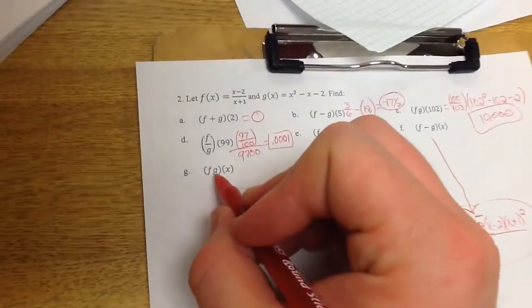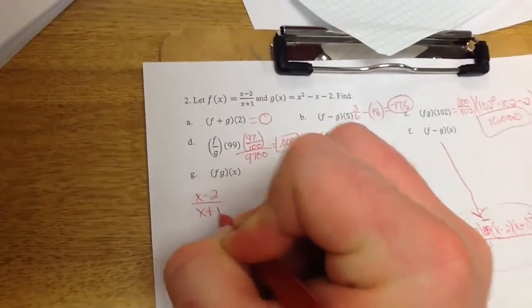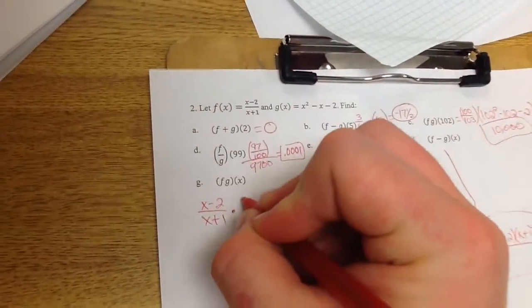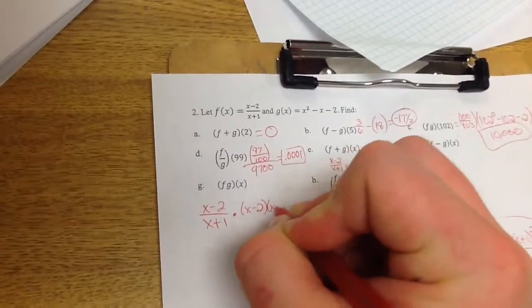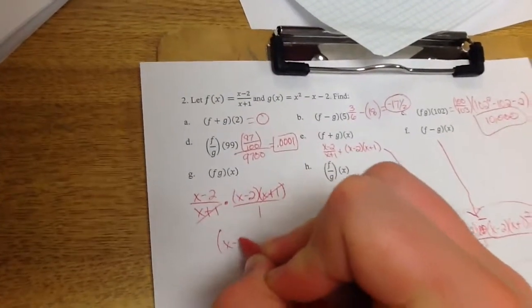Okay, next one. Multiplication. Just multiply those. The factoring was key on this one, because you have that times x minus 2 times x plus 1. That's just over 1. Boom, the x plus 1s are gone, so it's just x minus 2 squared.